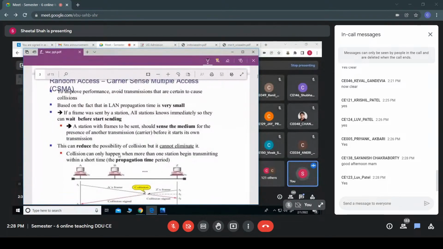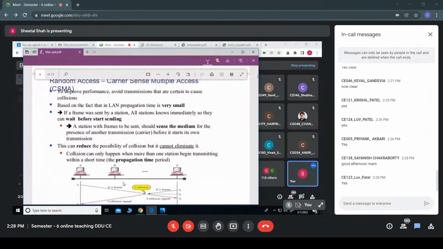Usually this CSMA is used for the LAN, that is local area network, as the propagation time in a local area network is very small. The different variations of CSMA, we'll be studying as we go further, and those are typically used for local area networks. So if a frame has to be sent by any station, the first thing it will do is sense the channel. If the channel is free, then the data transmission would be carried out.